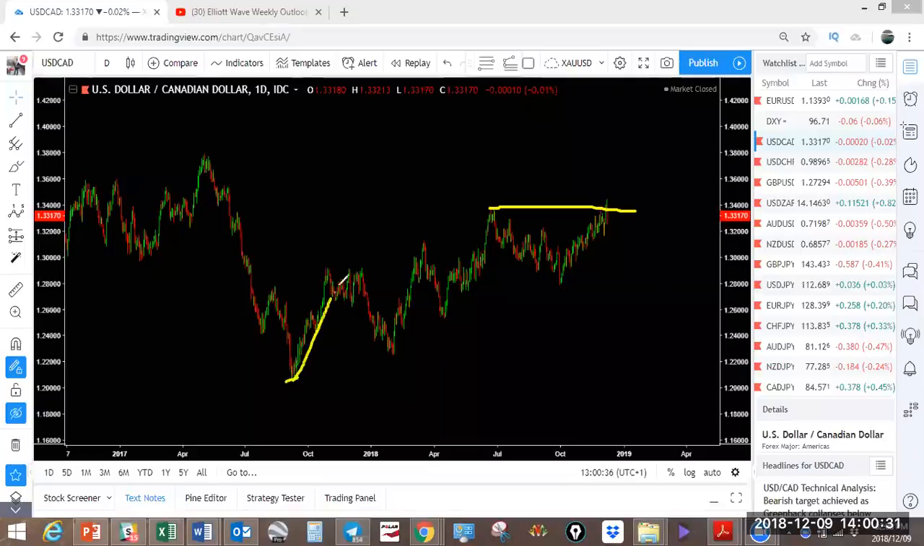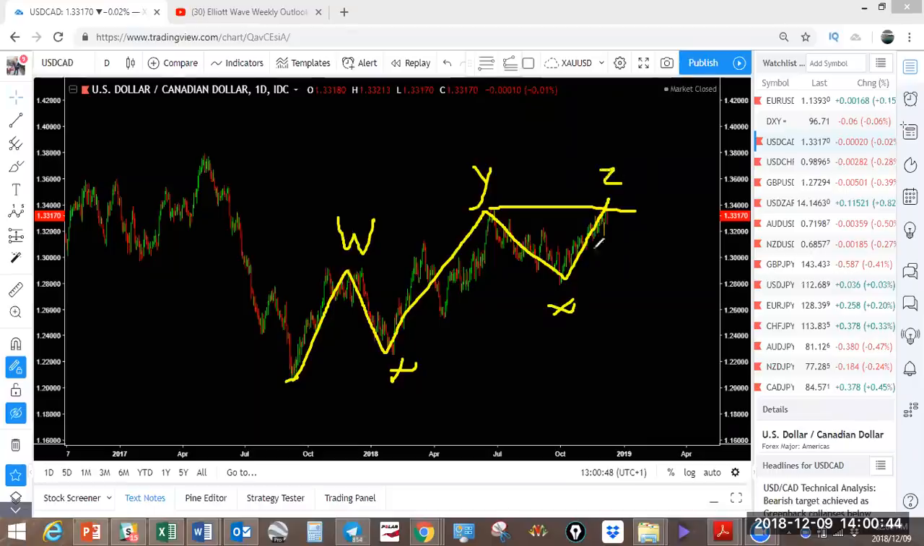Actually all the pairs were based on this structure: 1, 2, 3, 4. I'm expecting this to be the Z, W, X, Y, X, Z. You guys saw this happen right in front of your eyes, way before it happened. Okay, showed with confidence that this will break this top here and reverse.